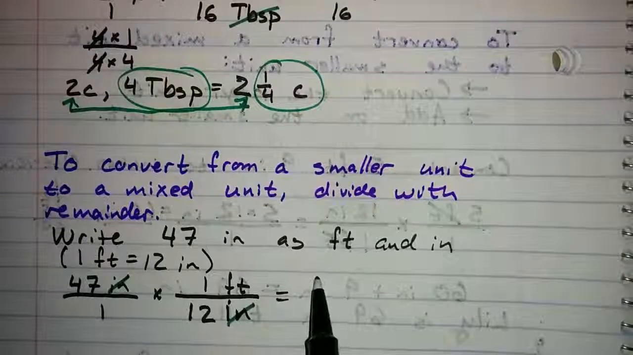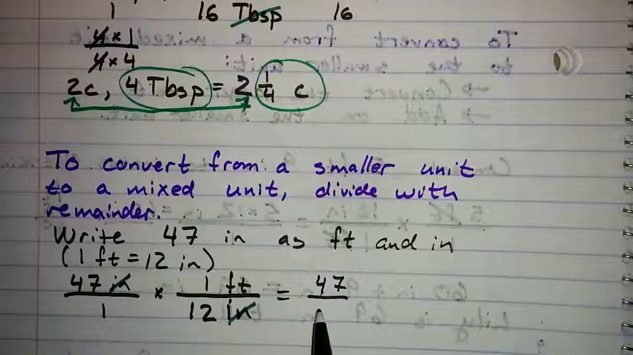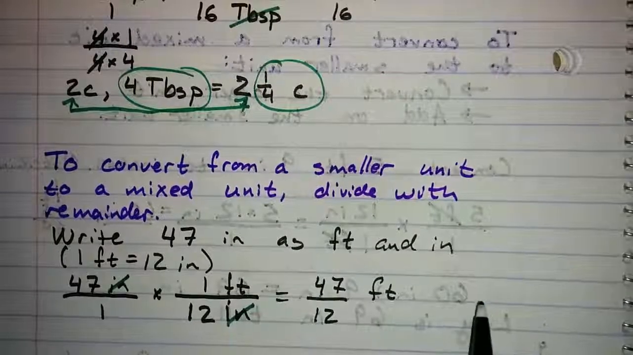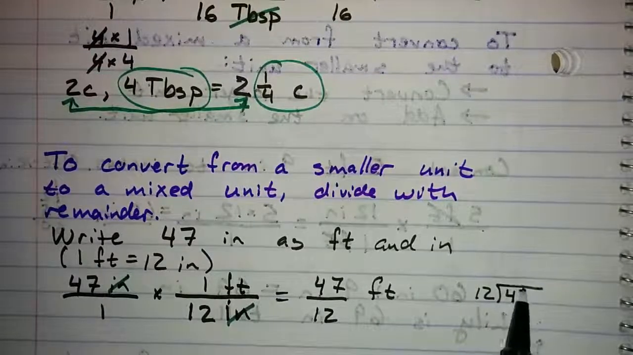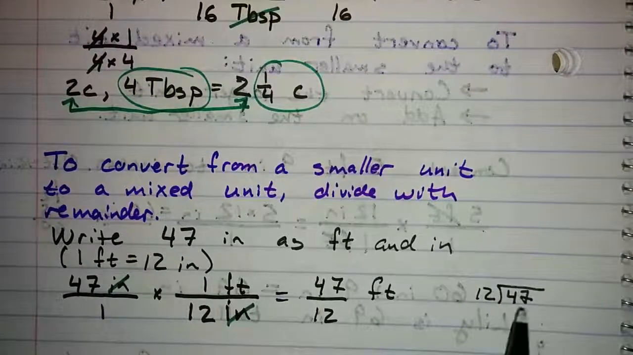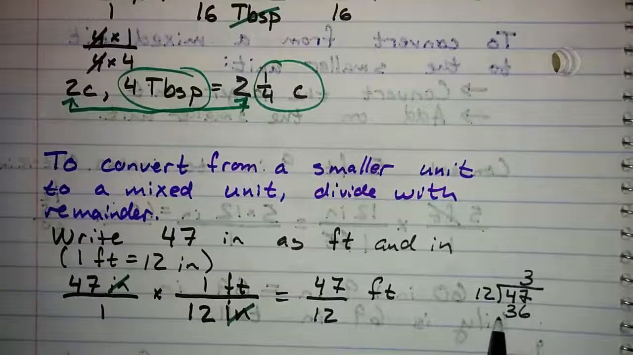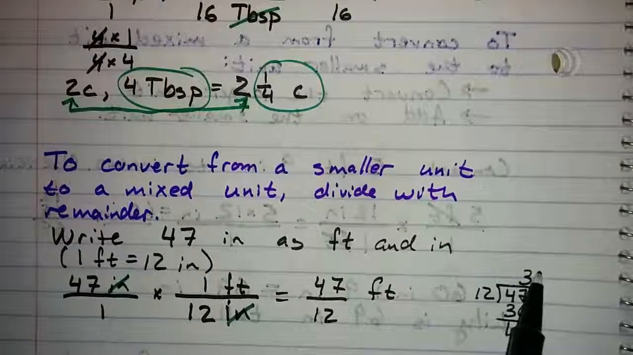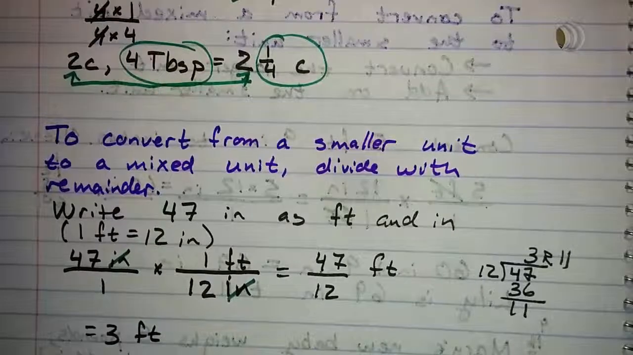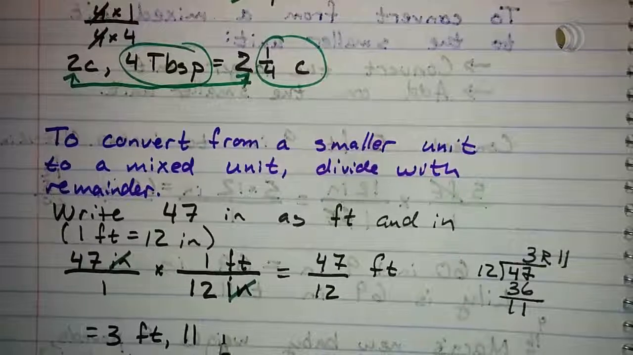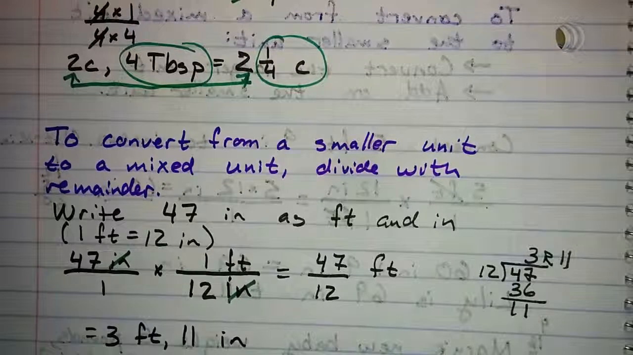We have 47/12. But now we divide 12 into 47. I think that goes 3 times, because 3 times 12 is 36, with 11 left over. That's going to give us 3 feet, and we have 11 inches left over.